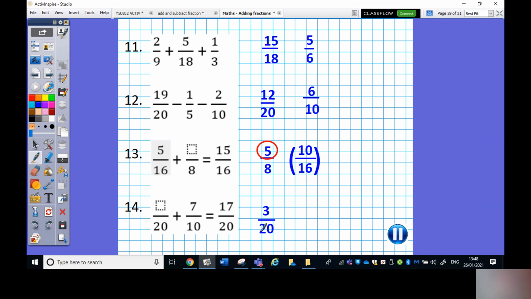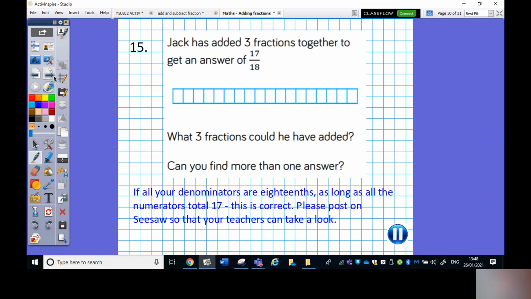Number 14 is 3/20. Good. Number 15. I'm going to have to look at this and your teachers will have to look at it. But if in the 3 fractions that you have written, all of your denominators are 18ths, then as long as all of the numerators add to or total 17, then this is correct. So please post on Seesaw and we'll take a look.